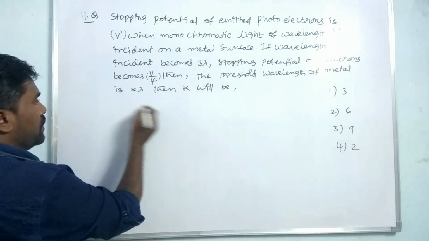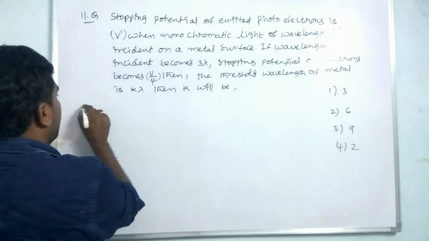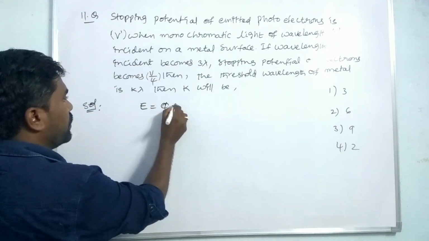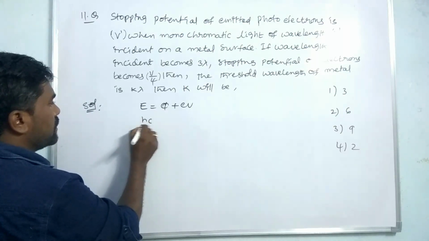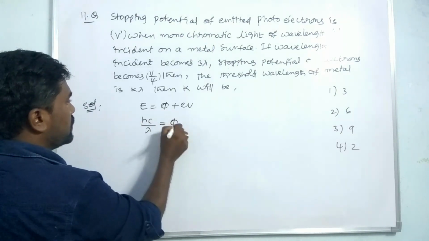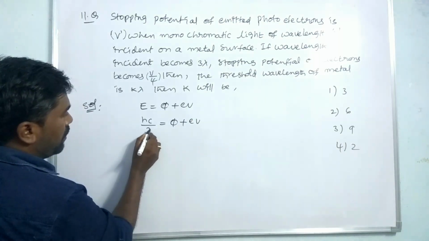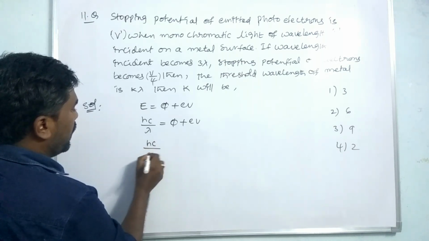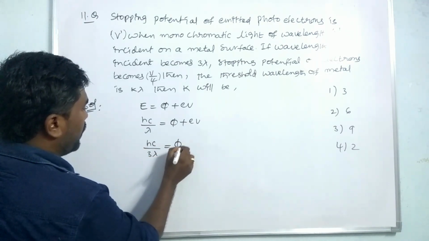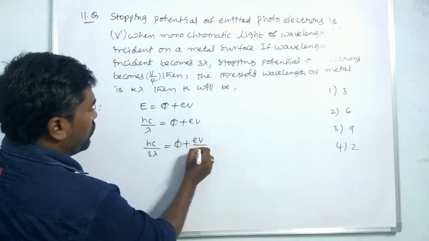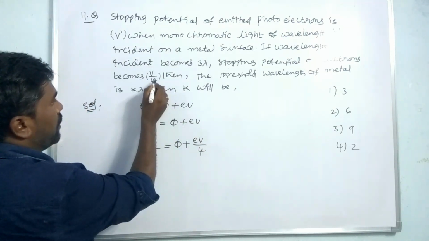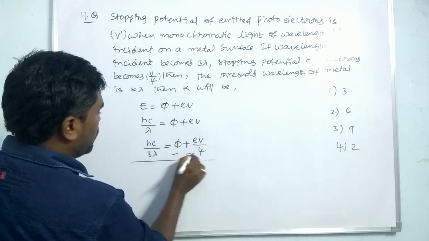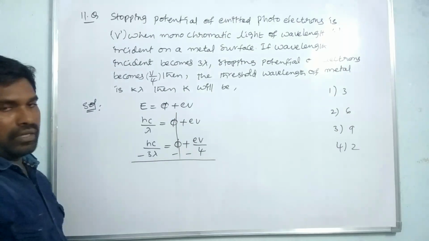So from the photoelectric effect we write E is equal to phi plus eV, and E is equal to hc by lambda, so hc by lambda is equal to phi plus eV. Whereas for wavelength lambda the stopping potential is V. If it is 3 lambda, then the stopping potential is V by 4, so hc by 3 lambda is equal to phi plus eV by 4. From these two we have to solve; phi and phi will be cancelled out here.